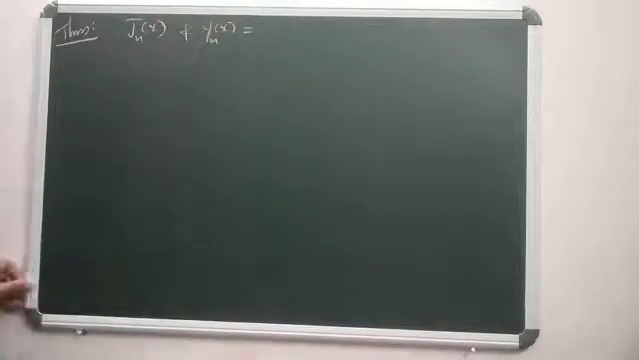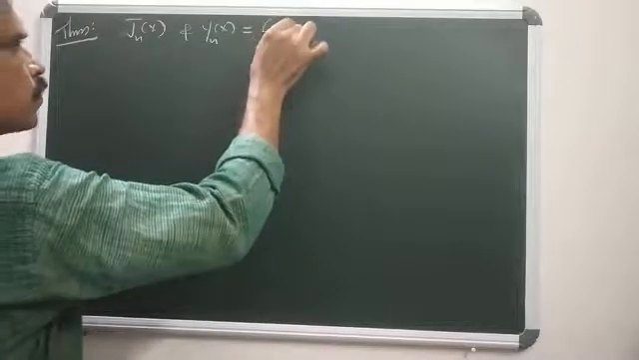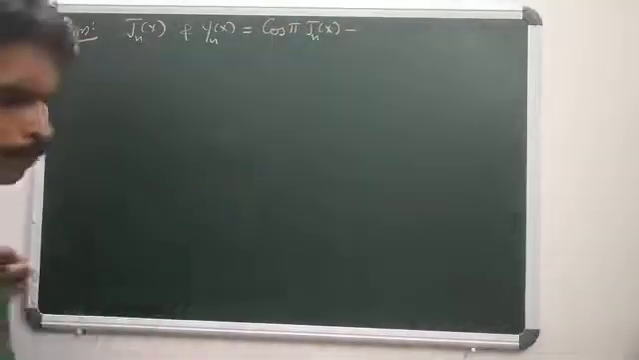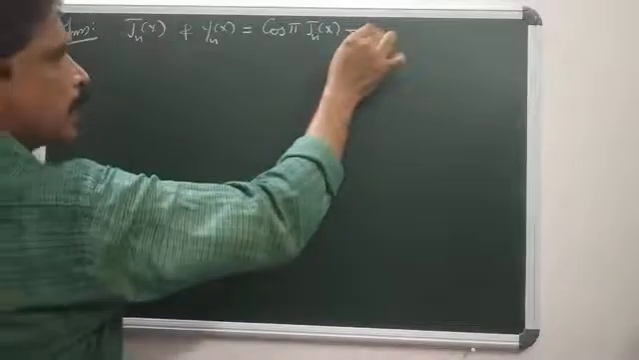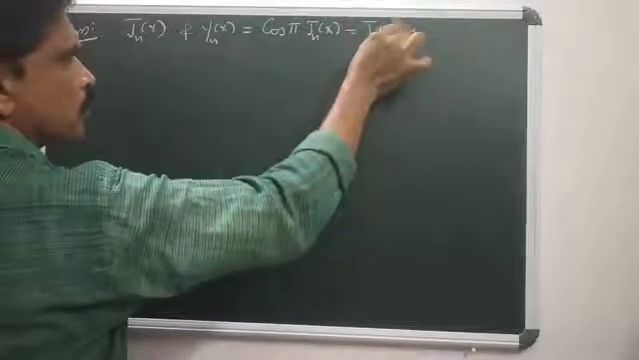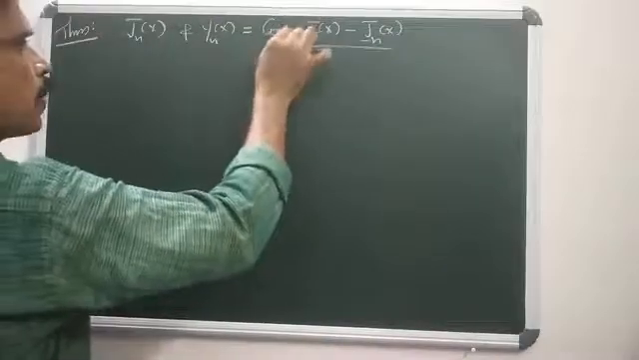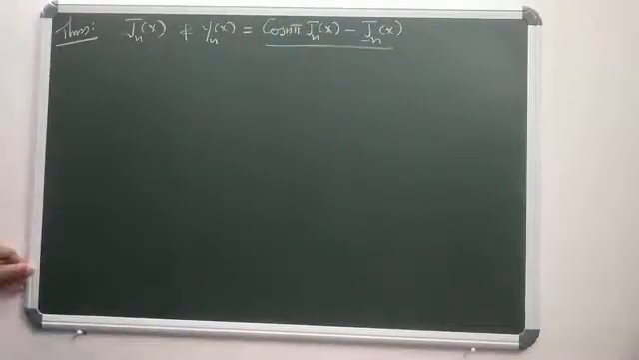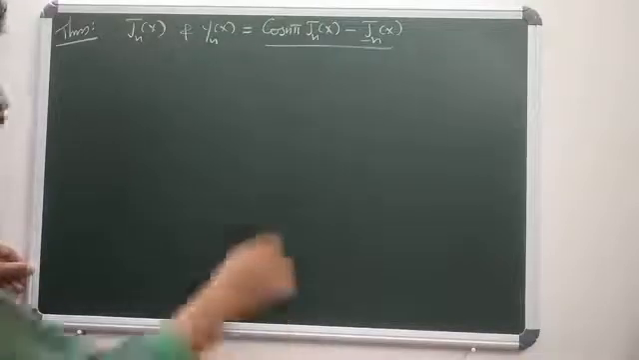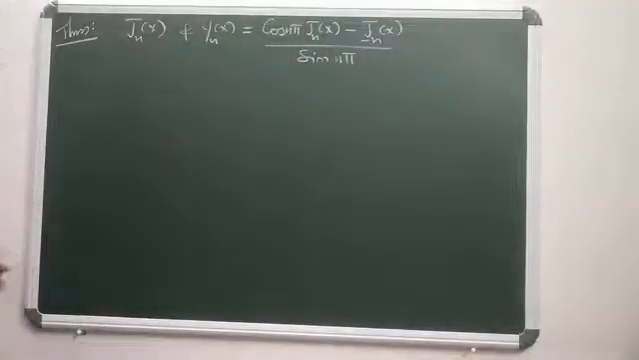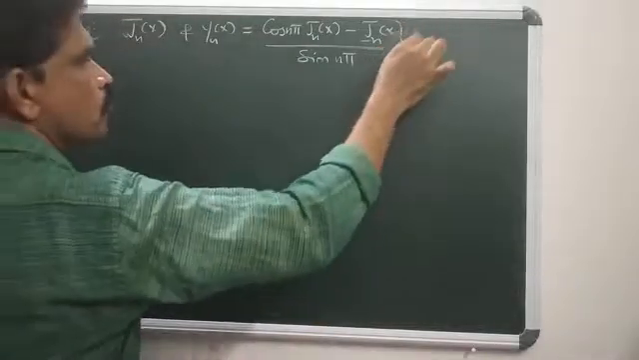This Y_n(x) is given by cos(nπ) J_n(x) minus J_{-n}(x), divided by sin(nπ), for all values of n.